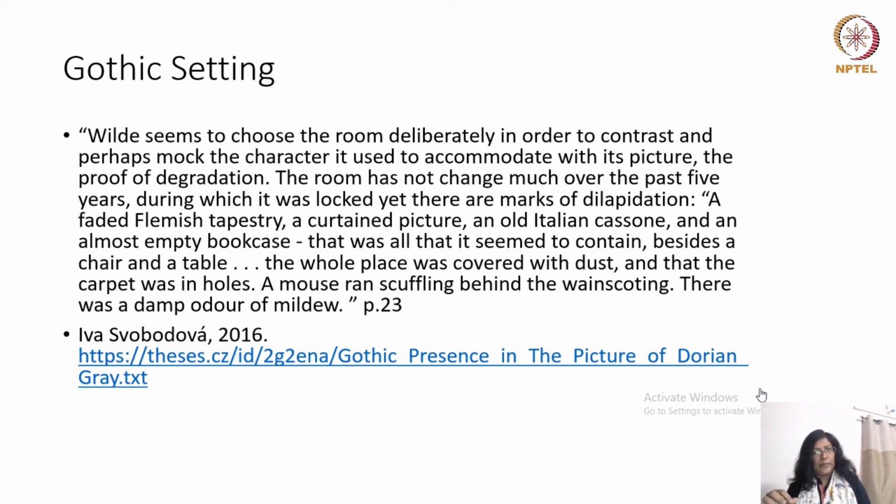Further, there are holes in the carpet, indicating further again that there is a lack in the moral fabric of Dorian Gray. The wainscoting, that is the paneling that runs on the bottom walls of a room. Now, a mouse runs behind that wainscoting. So what all these elements indicate is that there is a hollowing out of Dorian's identity. There's further a damp smell of mildew, again signifying that things are rotting. It's being taken over by organic nature. The schoolroom therefore becomes an extension of the dilapidated nature of Dorian Gray.